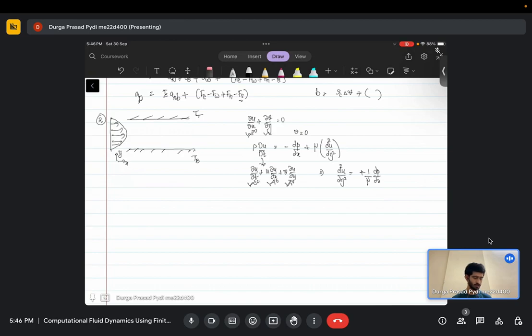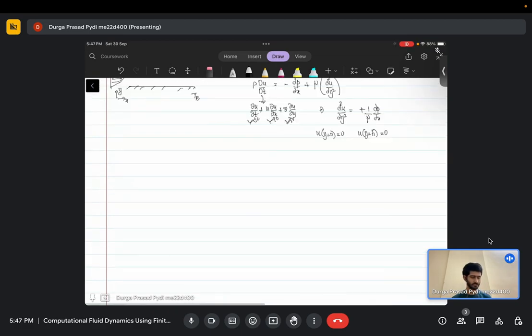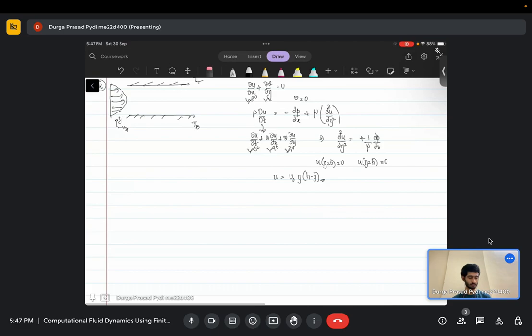Now you can solve this equation with the boundary conditions, say u at y equal to 0 is 0, like no slip at both the plates. If you solve this equation, you will get something like u equals some constant times y into (h minus y) or something of this sort. So this is for your velocity equation, and we kind of discretized this particular equation.